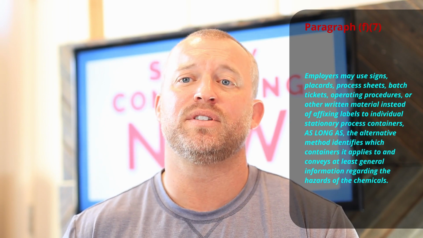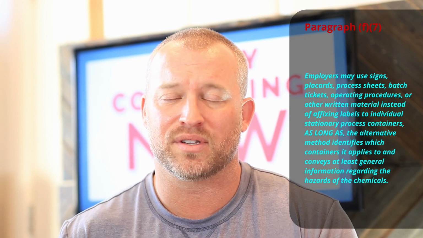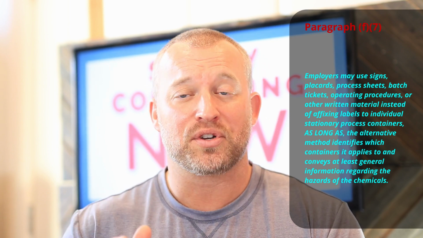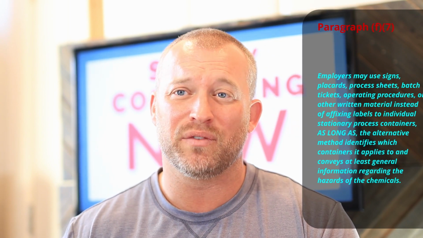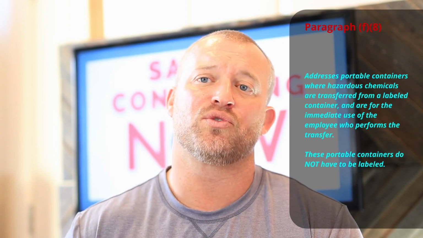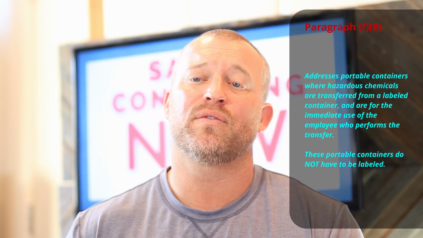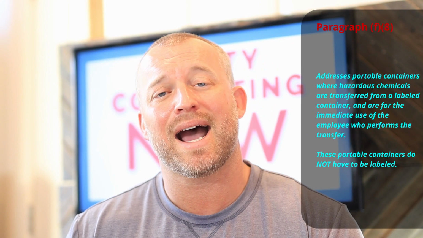But under paragraph F7, employers may use signs, placards, process sheets, batch tickets, operating procedures, or other written material instead of affixing labels to individual stationary process containers, as long as the alternative method identifies which containers it applies to and conveys at least general information regarding the hazards of the chemicals. Paragraph F8 of the standard also addresses portable containers where hazardous chemicals are transferred from a labeled container and are for the immediate use of the employee who performs the transfer. These portable containers do not have to be labeled.